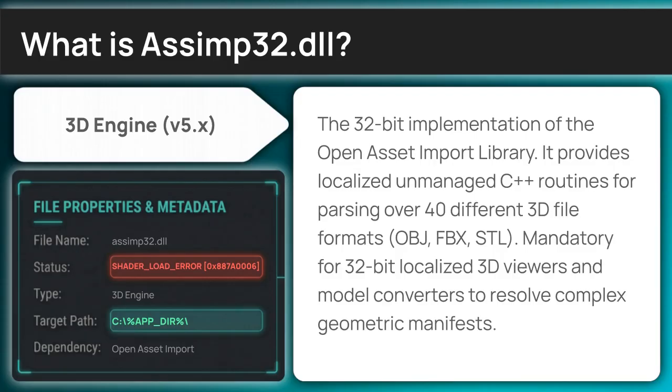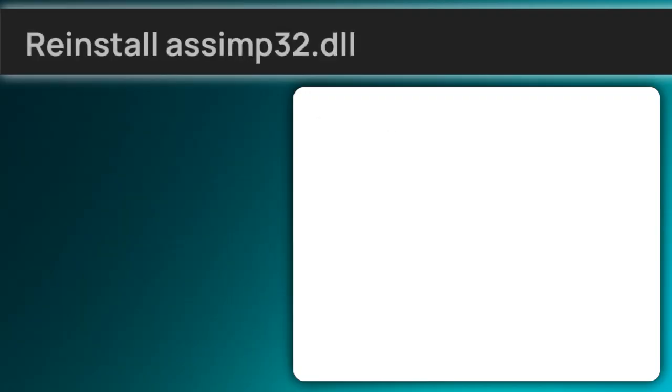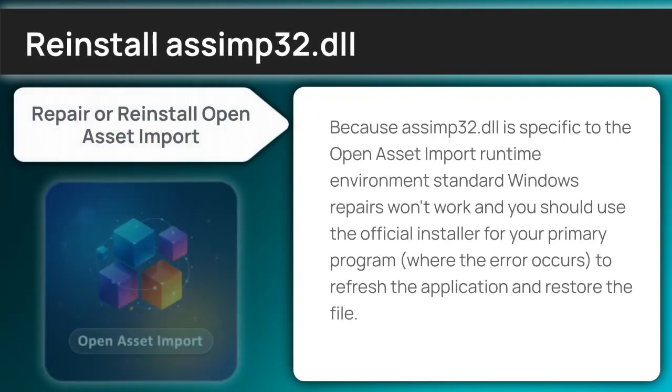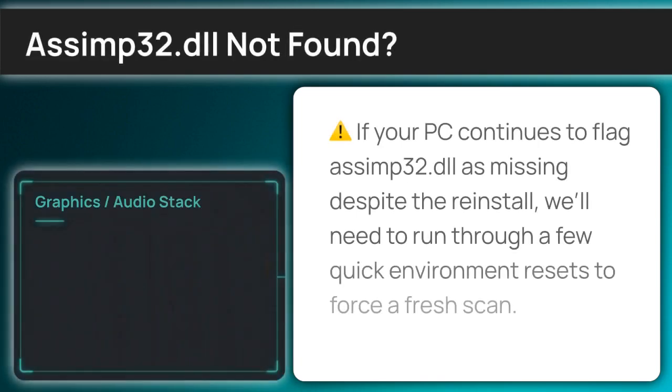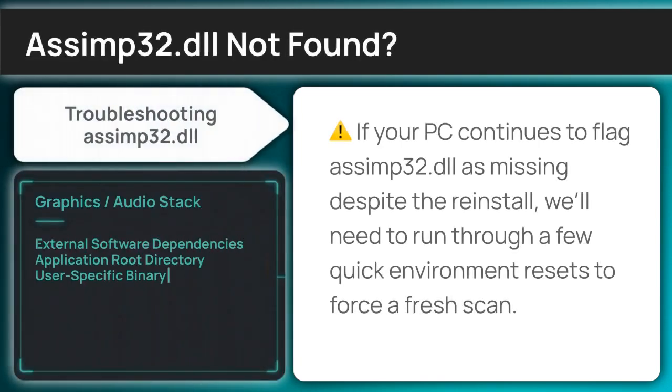Now that the background is clear, let's walk through the actual installation steps. Because assimp32 Library DLL is specific to the Open Asset Import runtime environment, standard Windows repairs won't work, and you should use the official installer for your primary program where the error occurs to refresh the application and restore the file.